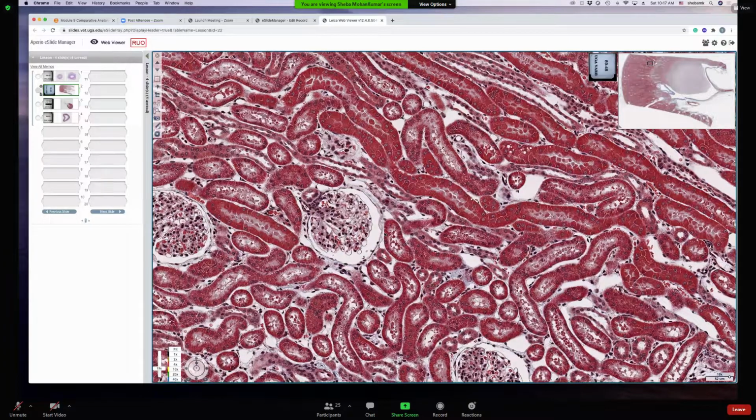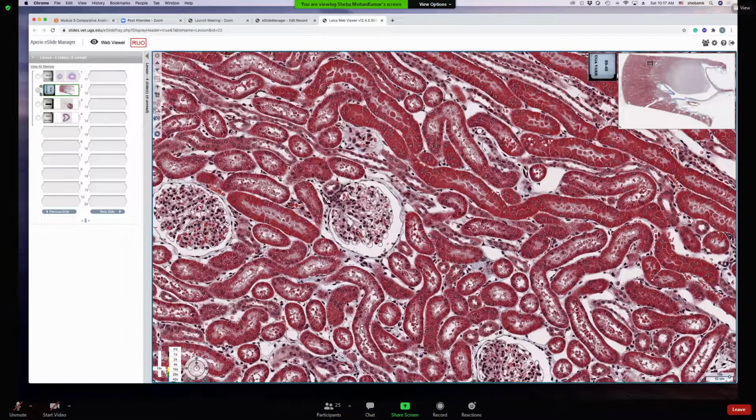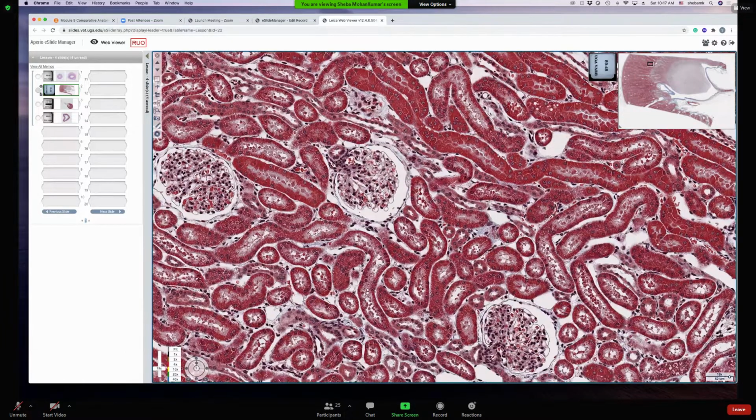There are a group of other cells. So if you look at, let's look at this one. Look at these cells right here.